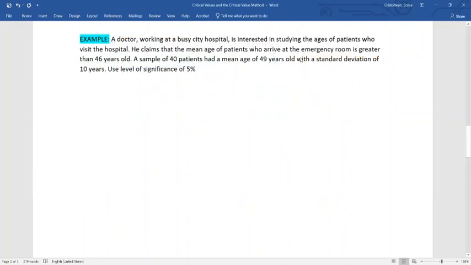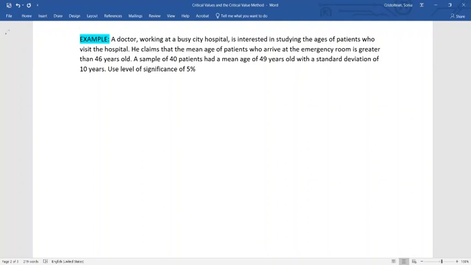A doctor working at a busy city hospital is interested in studying the ages of patients who visit the hospital. He claims that the mean age of patients who arrive at the emergency room is greater than 46 years old. A sample of 40 patients had a mean age of 49 with a standard deviation of 10 years. Use level of significance 5%.